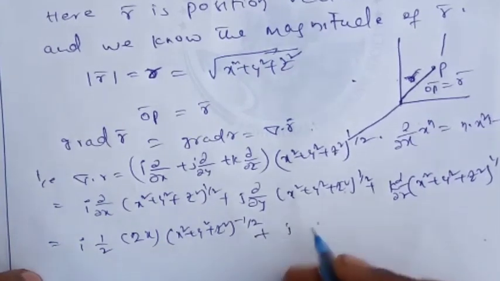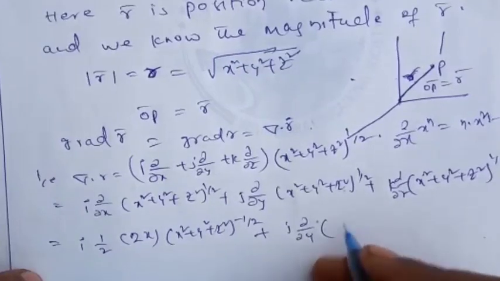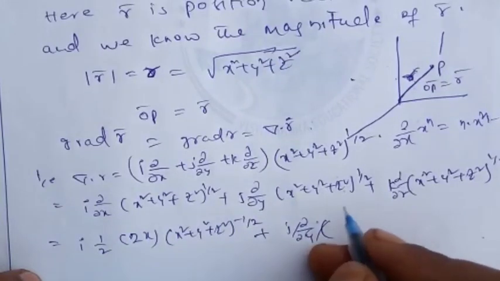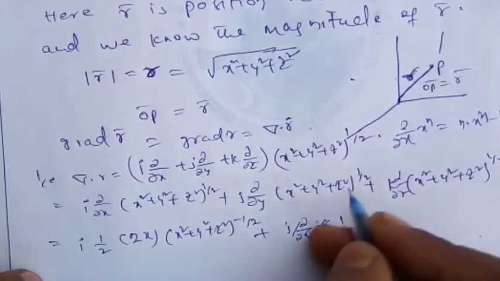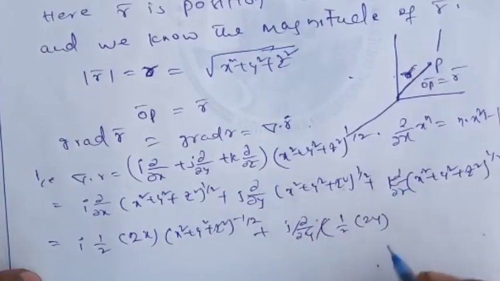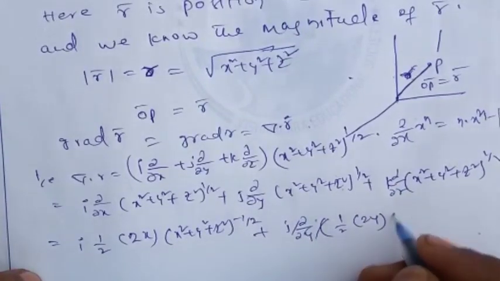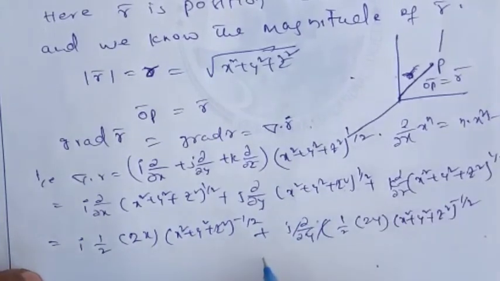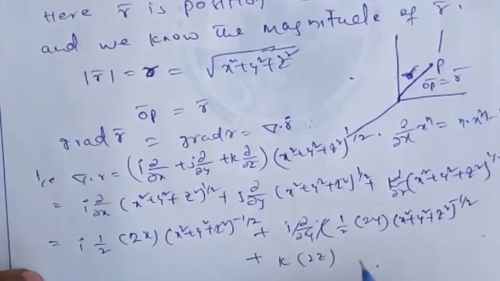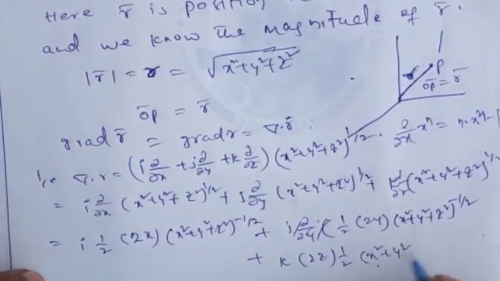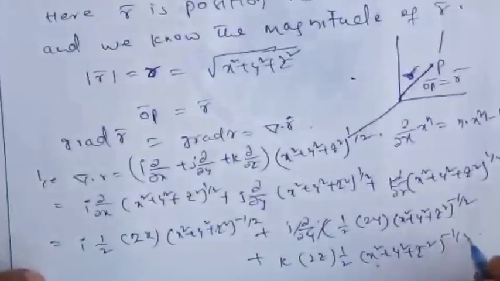Similarly we can write dou by dou y of the second term as 1 by 2 into x square derivative 0, y square derivative is 2y, and rewriting the total term, that is (x square plus y square plus z square) whole power minus 1 by 2. Similarly k into 2z into 1 by 2 into (x square plus y square plus z square) whole power minus 1 by 2.